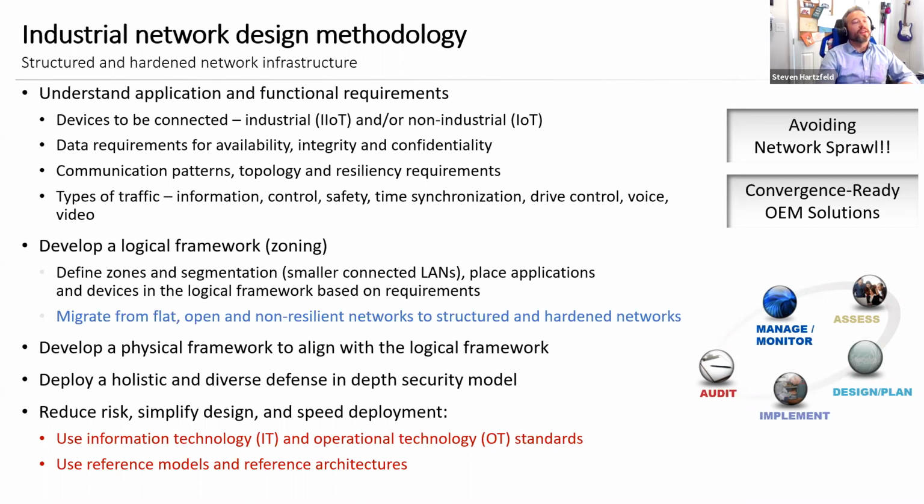And ultimately, what we're trying to do is reduce risk, simplify design, and speed deployment by using IT and OT standards, reference models and architectures, and that's precisely why the CPwE exists. So, if we look over in the upper right, we're talking about avoiding network sprawl, and I want to poll the folks that are on the call here. Can anybody tell me what network sprawl is and why I might want to avoid it? Who can be fastest on the unmute?